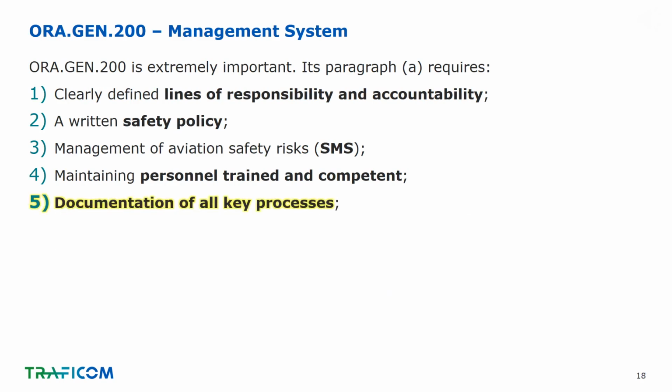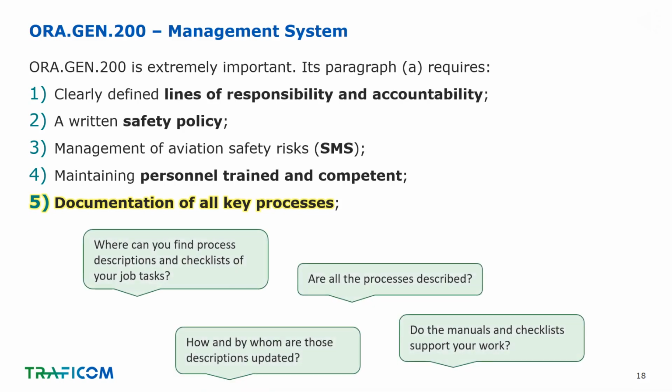This item requires documentation of all key processes. It is so important that it is highlighted here with yellow color. So the requirement to document the processes concerns all the processes listed here by Aura Gen 200. Here you can see examples of high-level questions that the auditor can ask from anyone in the organization.